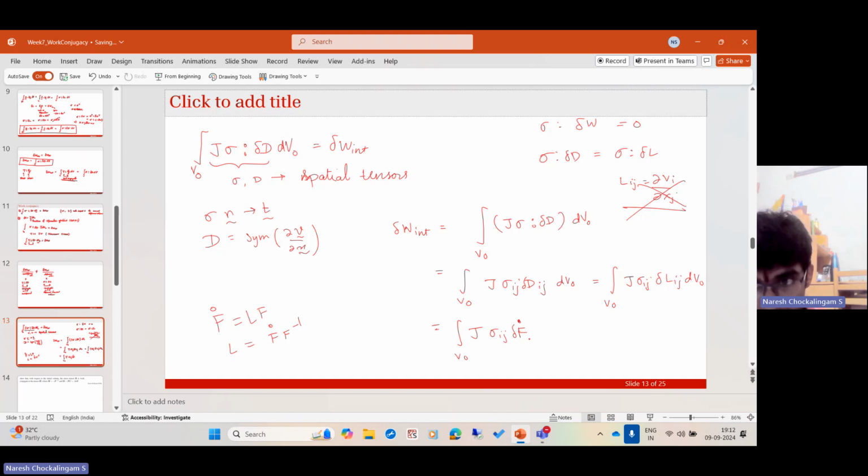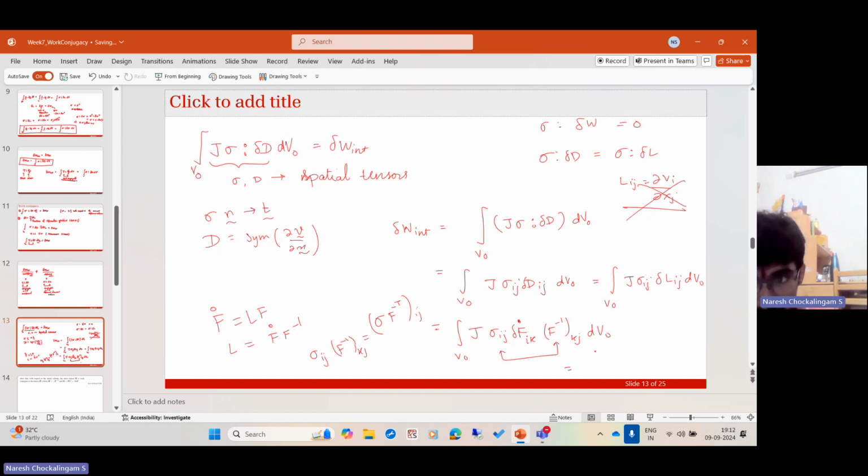del F dot Ik F inverse Kj dV naught. Combine these two, sigma ij F inverse Kj is nothing but, so Kj is the common component, and they are in the second index in both the tensors. So it is nothing but sigma F transpose F in the second tensor transposed Ij.